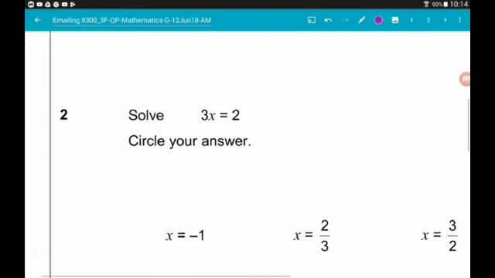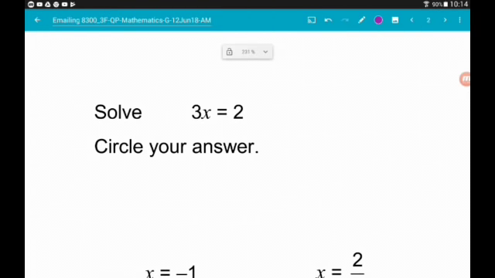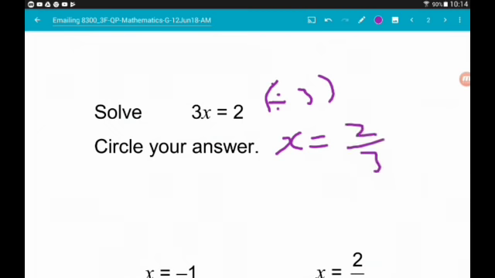Question 2 wants us to solve 3x is equal to 2. So we need to get rid of that 3. Because it's multiplying the x, we divide both sides by 3 and we get x is 2/3.